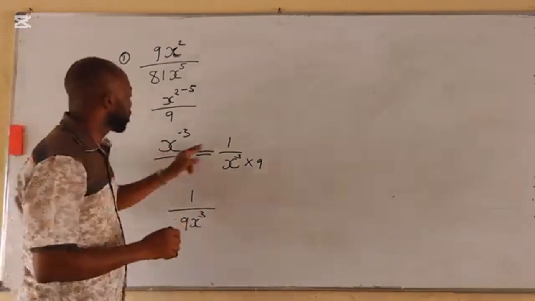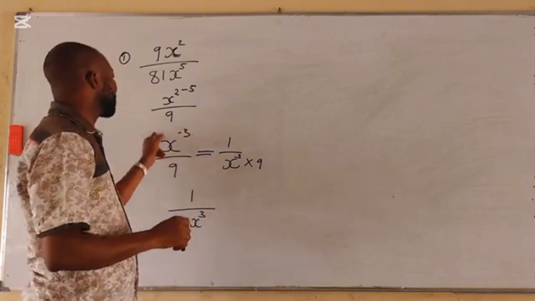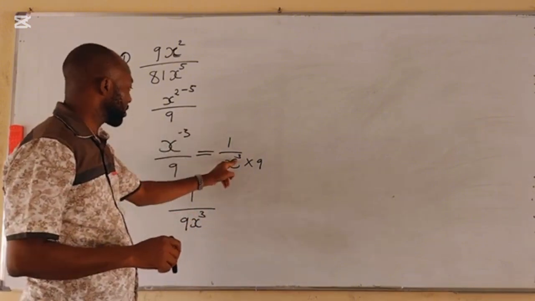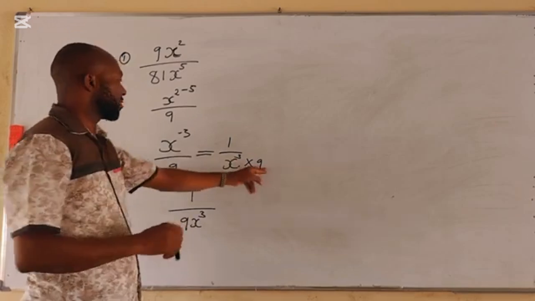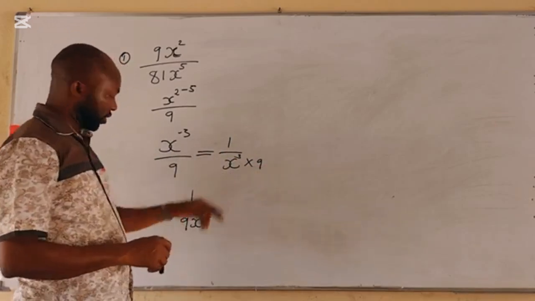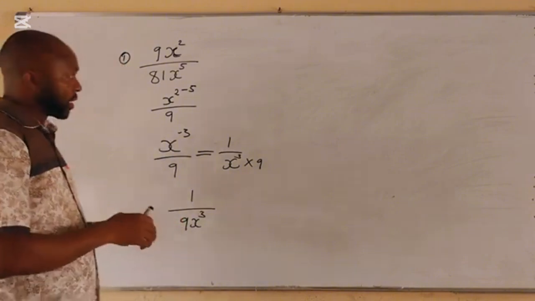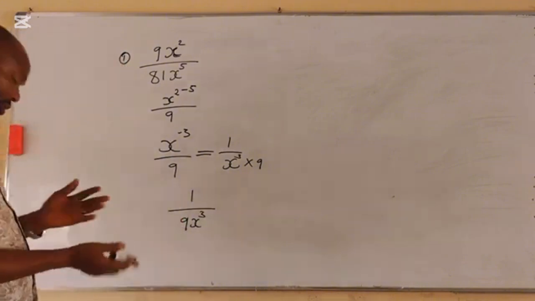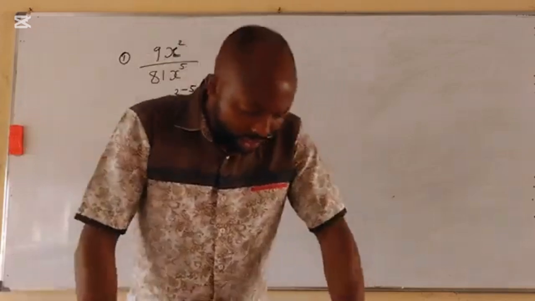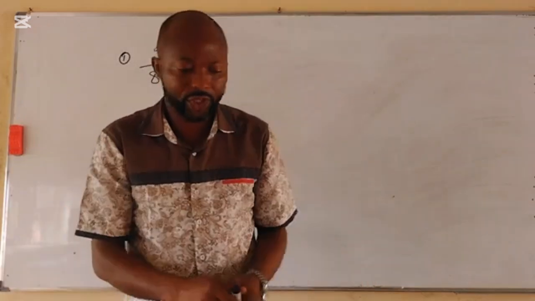Here the negative index law says when a number is raised to a negative index, it is equal to the reciprocal raised to the same positive index. And there was a 9 down, so times that 9 down. So it will become 1 over 9x raised to the power 3. So that is the application of the law. We'll continue to move. Let's take another question.